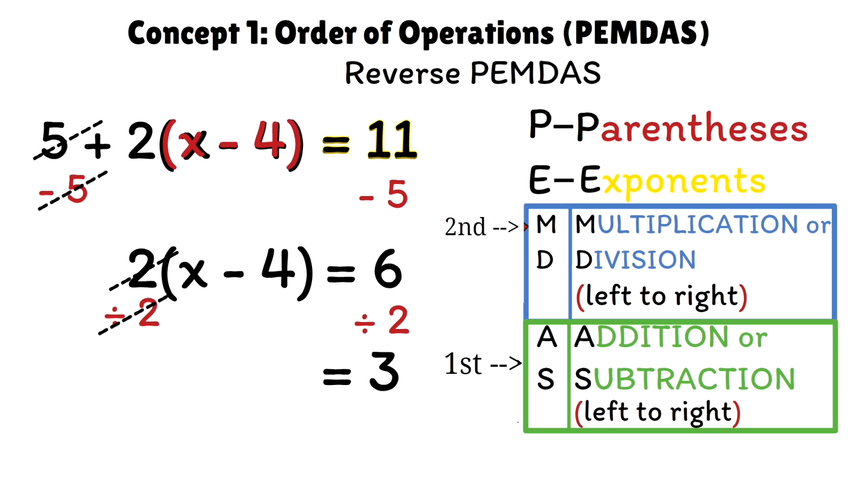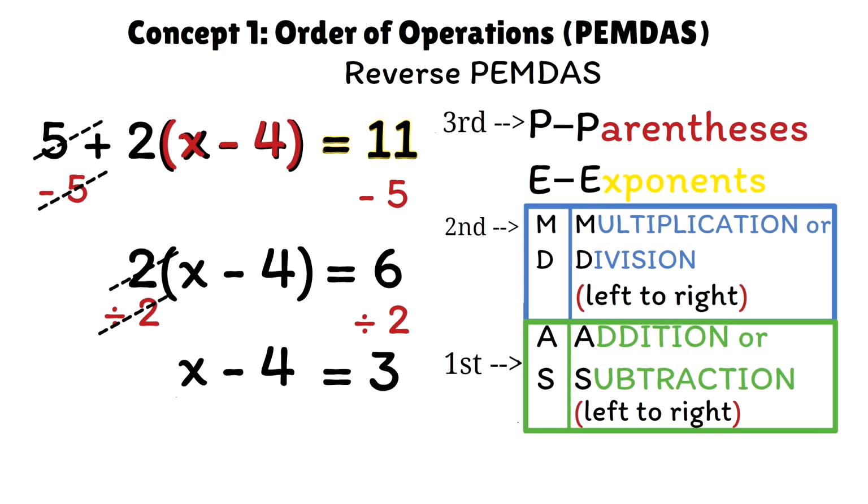So, we have, in parentheses, x minus 4 equals 3. Now the last operation we have to work on is the parenthesis. Since there's no number or negative outside the parenthesis, we can remove the parenthesis and perform the operation in it. We have the expression as x minus 4.